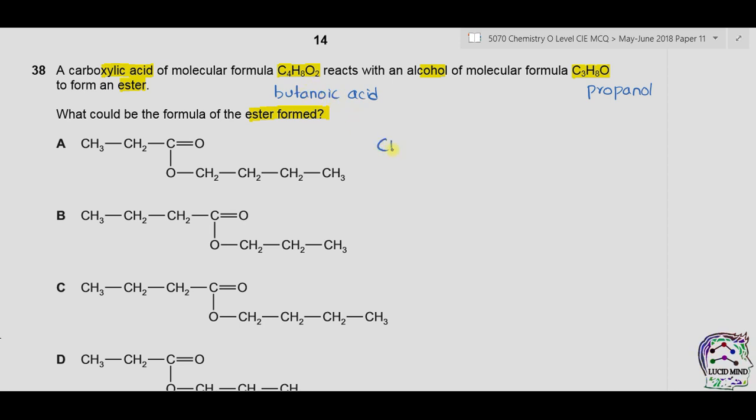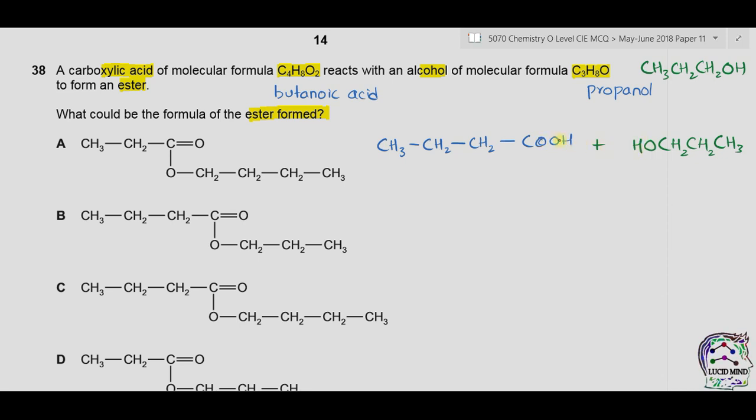We can draw the structures of both. Butanoic acid is this one. We have 4 carbon atoms: 1, 2, 3, 4. Then we have the 3-carbon alcohol which is propanol. The structure of propanol is CH3, CH2, CH2. We have 3 carbon atoms and then we have the OH functional group. So we can write this one in reverse. So it will be CH3, CH2, CH2, OH.